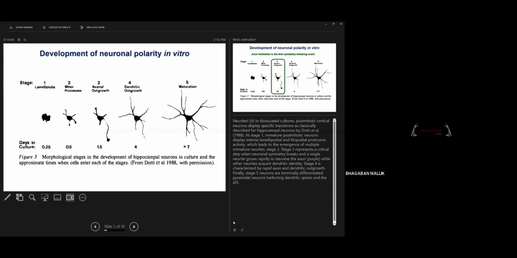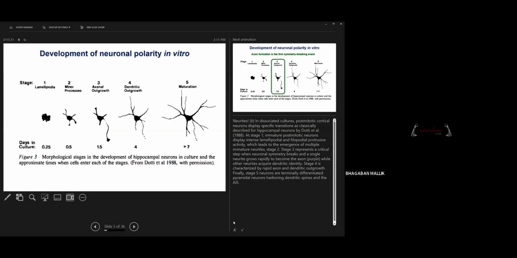Here is the diagram. This experiment was done to define neuronal polarity in vitro. To study neuronal polarity, it is very challenging in the in vivo model, so you can study the nature of neuronal polarity by culturing neurons outside, in the lab. This slide shows how the growth of a neuron takes place and how it exhibits polarity. So first, at 0.25 days, I think this is 0.25 days.